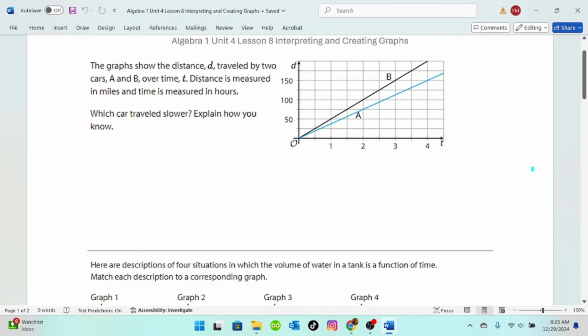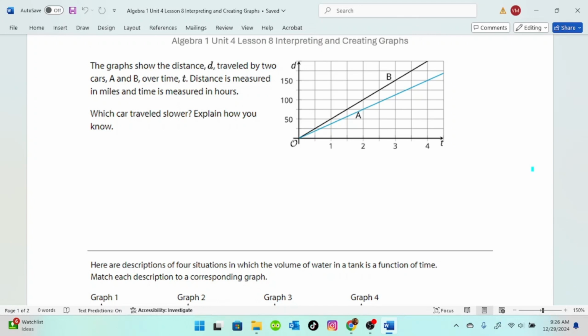Now we can look at the practice problems for Unit 4, Lesson 8, Interpreting and Creating Graphs. The graphs show the distance d traveled by two cars, A and B, over time, t. Distance is measured in miles, and time is measured in hours. Which car traveled slower? Explain how you know.